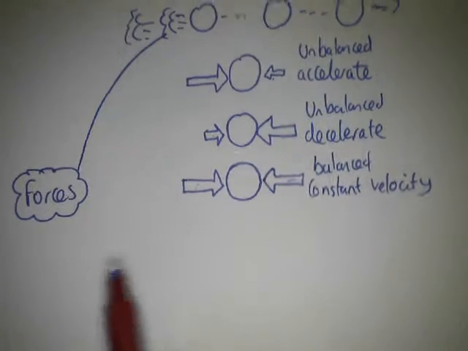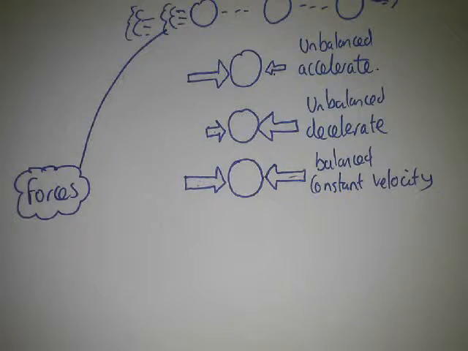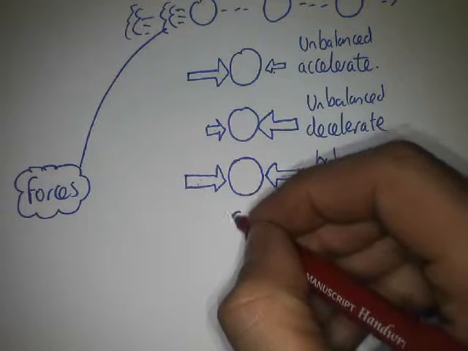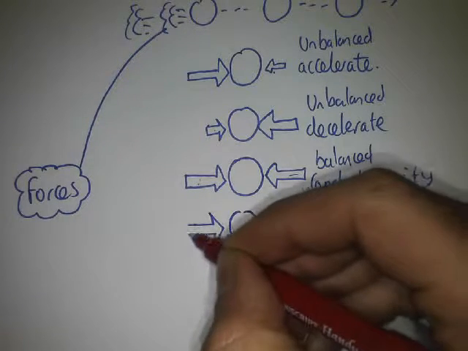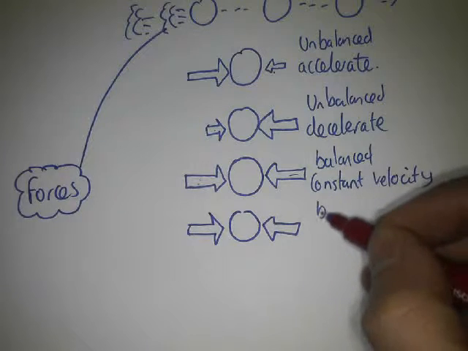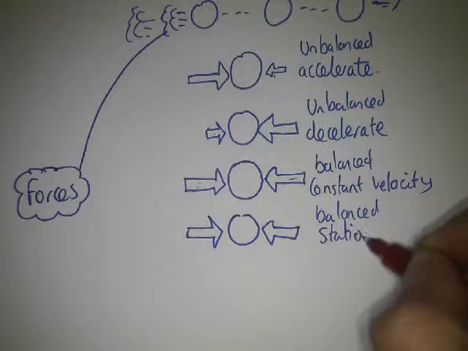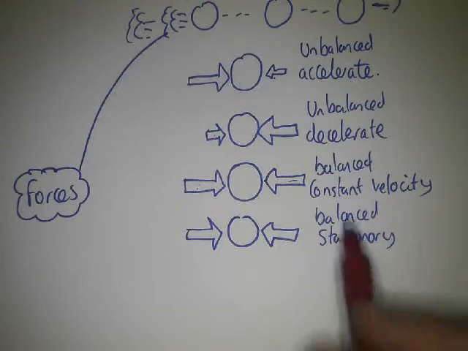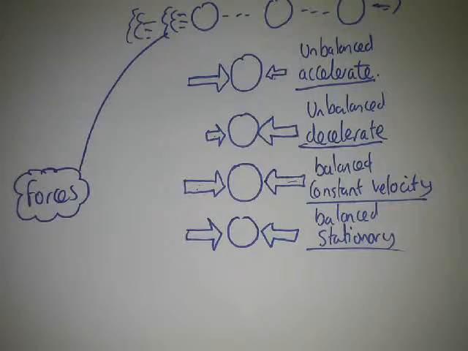So the speedo is going to stay at 20 miles an hour or 10 miles an hour, 10 meters per second, whatever that is at that time. Now the last one, let's say we got the ball, it was stationary. And then we applied equal and opposite forces. Then it would remain stationary. Balanced. Stationary. And they are your four. 1, 2, 3, 4. Four states of motion something can be in.